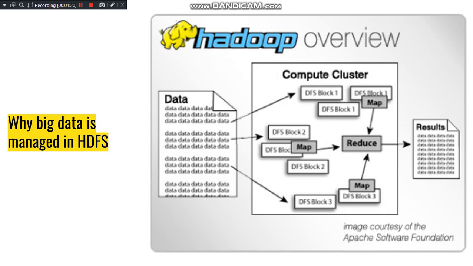HDFS is built to support applications with large datasets, including individual files that can reach up to a few terabytes. It uses a master-slave architecture, with each cluster consisting of a single name node that manages file system operations and supporting data nodes.